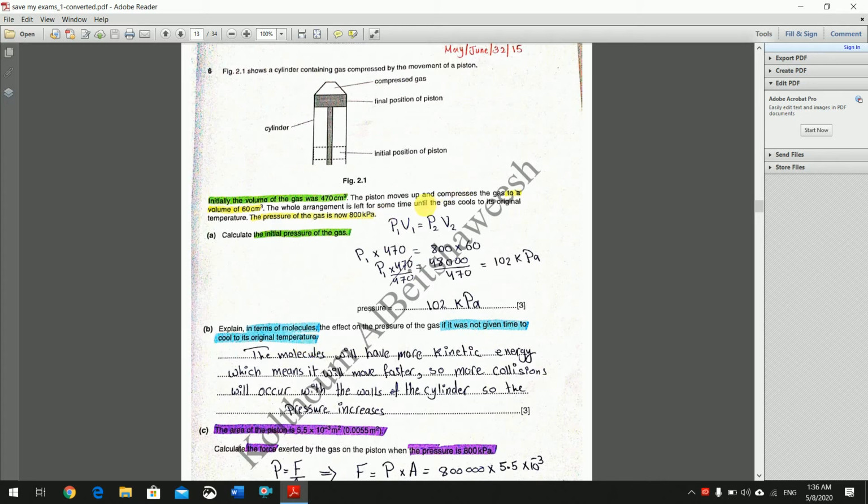Now here the question told you that we left the arrangement for some time until the gas cools down. Now what if we didn't give it time to cool down? So the molecules will have more kinetic energy, which means they will move faster. So more collisions will happen with the walls of the cylinder, so the pressure will increase. So if we don't give it time to cool down, more collisions will happen and the pressure will increase.